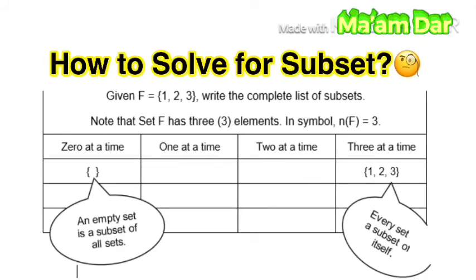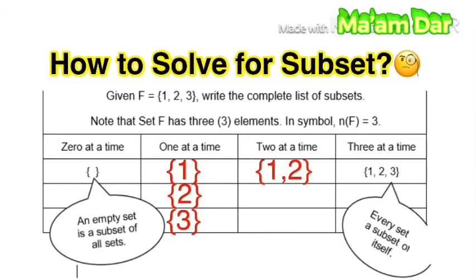So, 0 at a time, you write null set. 3 at a time, you write the set itself. Then, you start with 1 at a time. So, you write 1, and then 2, and then 3. For 2 at a time, you have 1 and 2, 1 and 3, and 2 and 3. So, nanakay complete list sa subset of the given set.